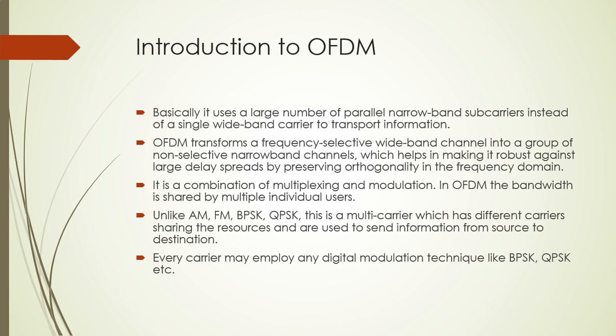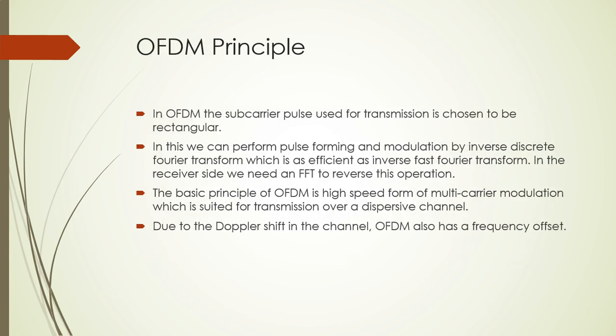Every carrier may employ any digital modulation technique like BPSK, QPSK, etc. The main principle of OFDM is that the subcarrier pulse used for transmission is chosen to be rectangular. So the basic principle of OFDM is a high-speed form of multi-carrier modulation which is suited for transmission over a dispersive channel. Due to the Doppler shift in the channel, OFDM also has a frequency offset.